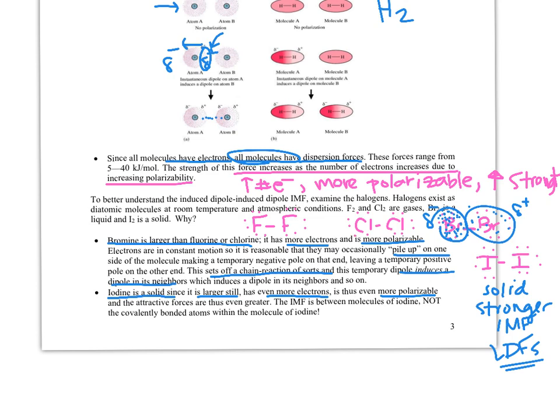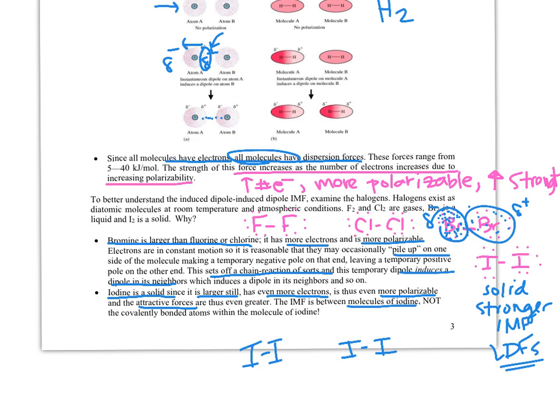Basically, the stronger the negative side and the positive side would become, because there's a lot more electron density on one side of the molecule. And so the attractive forces become greater when that happens. So the IMF between molecules of iodine, so let's be careful on that. When we're thinking about this, we're talking about this iodine molecule and another iodine molecule. So we're talking about one sample of pure iodine.